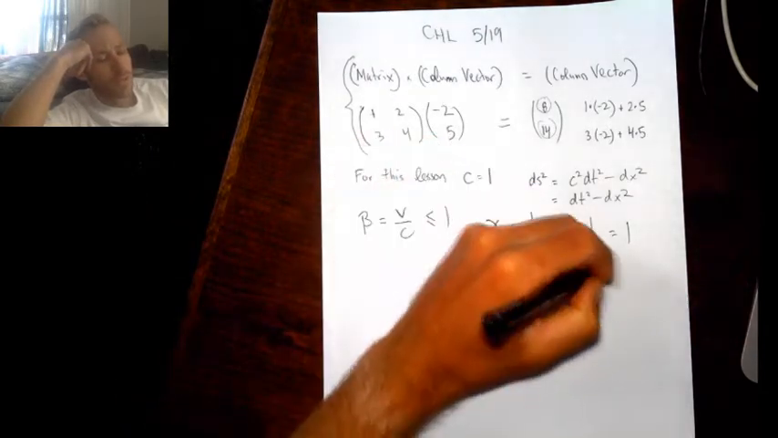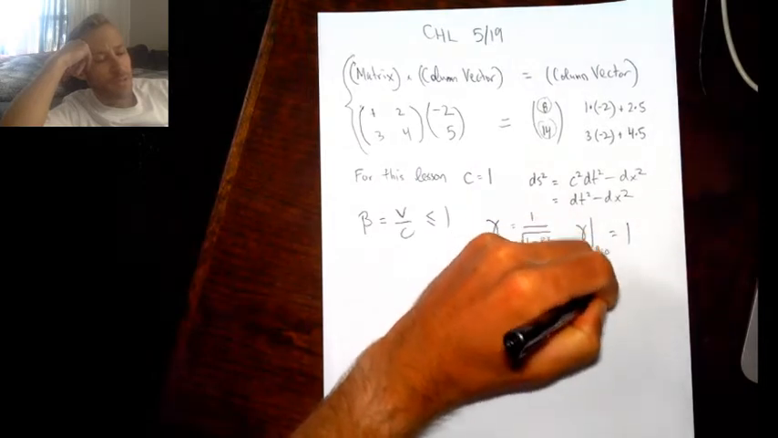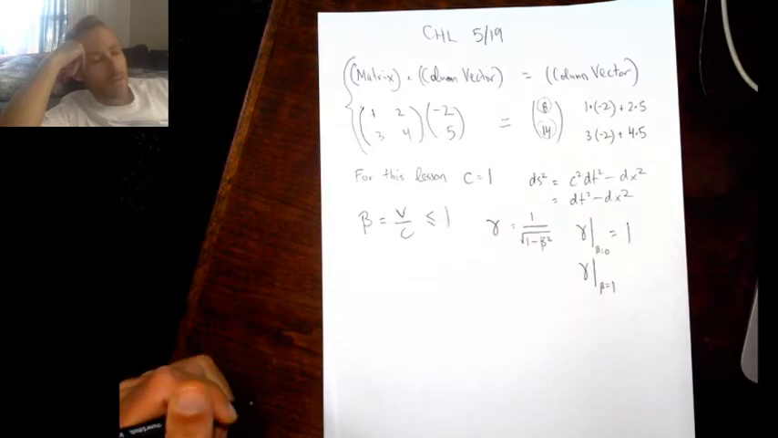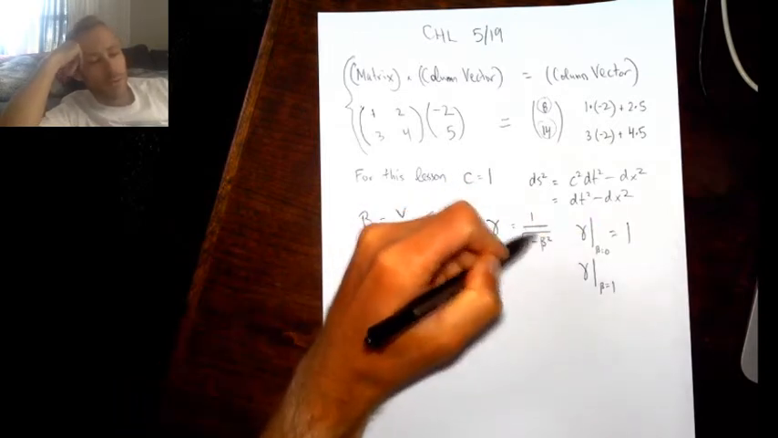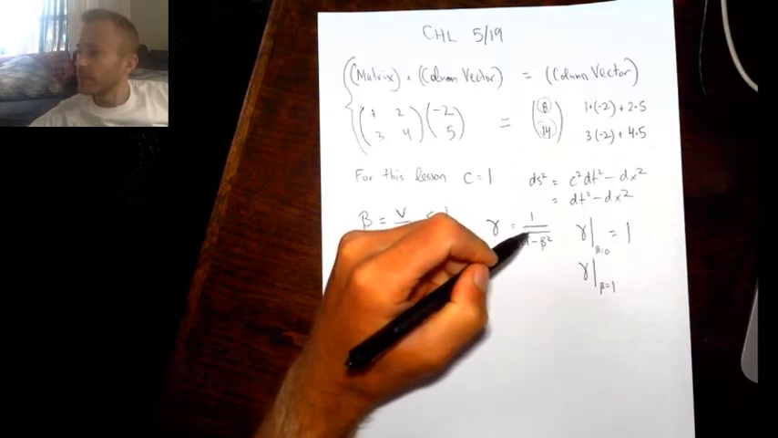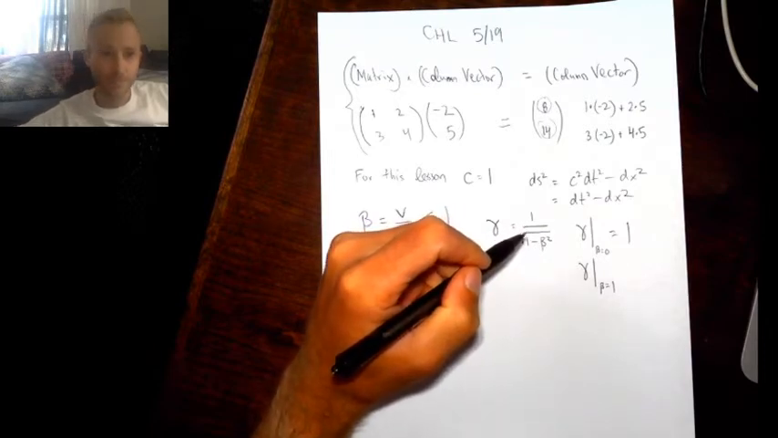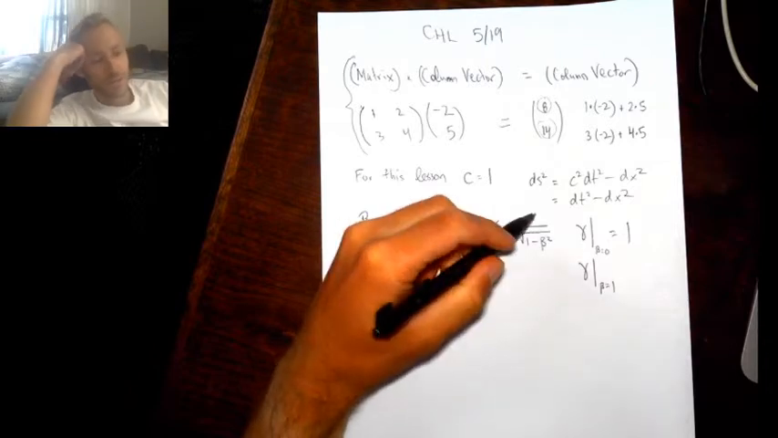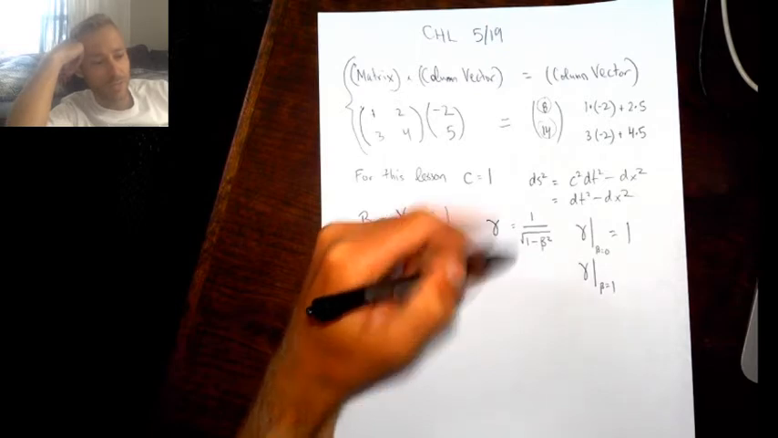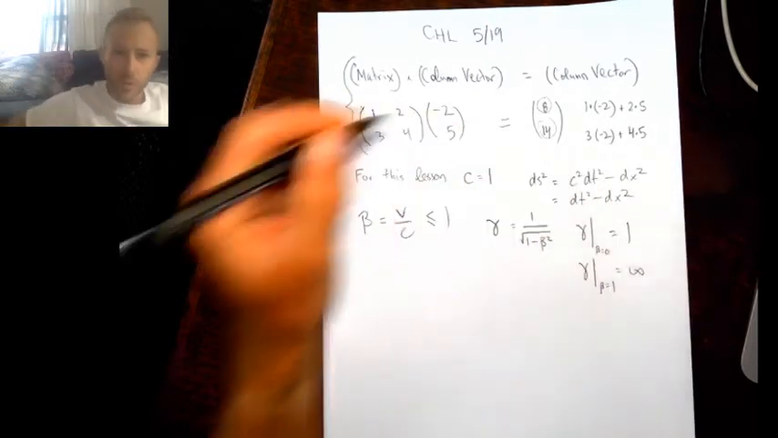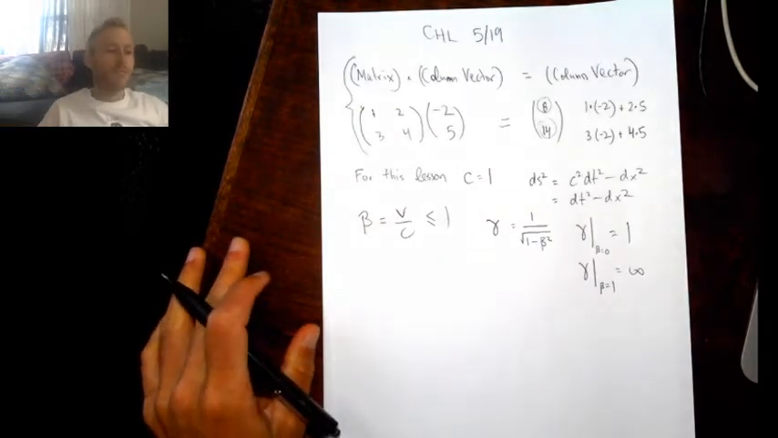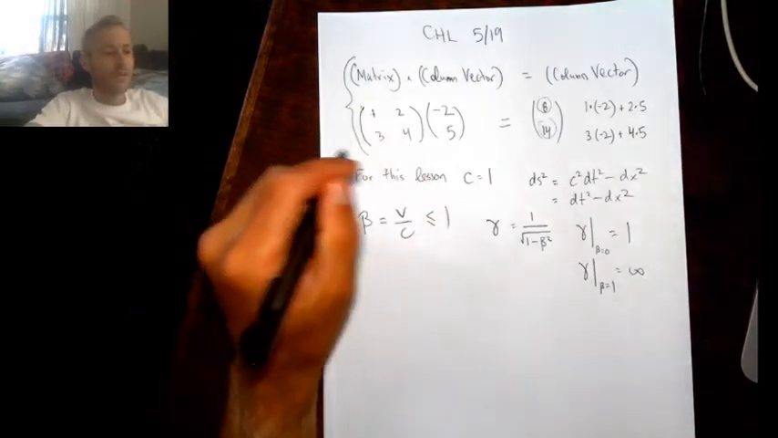What is gamma if you were going at the speed of light? So what if beta equals 1? Then you would have 1 over the square root of 1 minus 1, so you'd have 1 over 0, which is infinity. So basically, as you approach the speed of light, gamma approaches infinity.